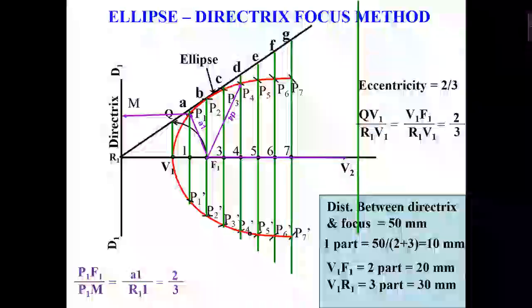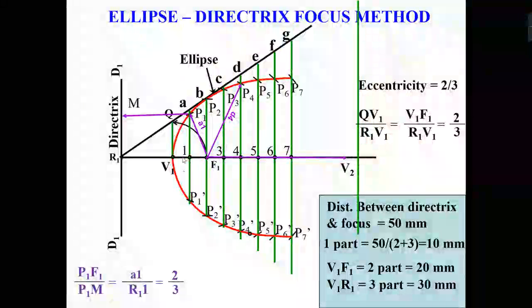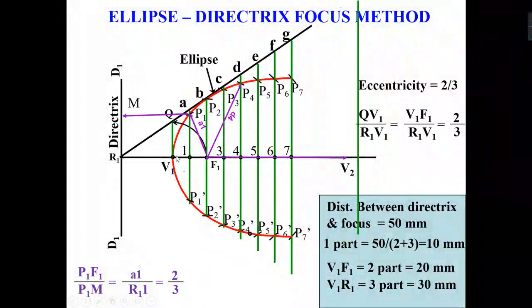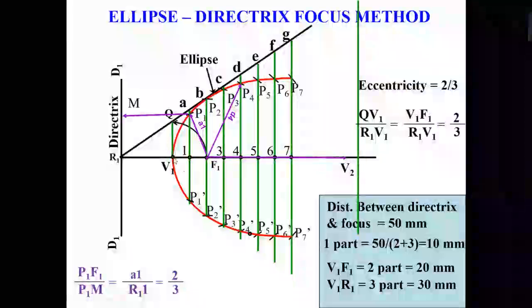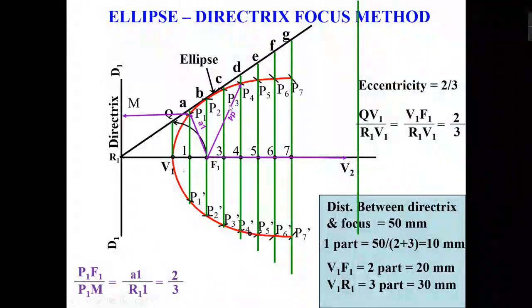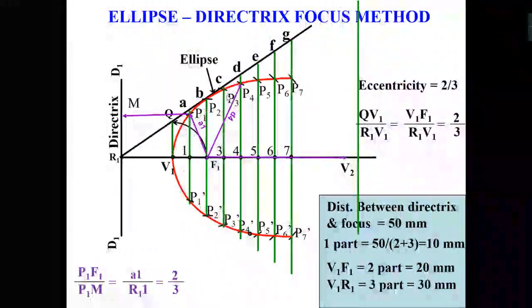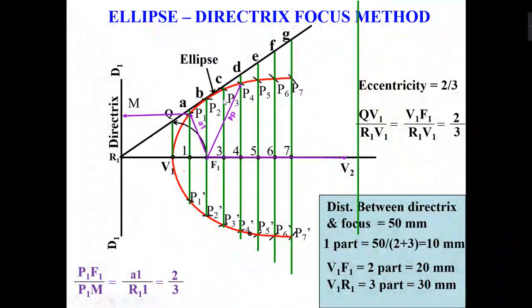Okay, after that you can join all the points either by freehand drawing, or you can join all the points with the help of a French curve. How? Whenever you use the French curve, you should take at least 3 to 4 points to join at once with the help of the French curve.